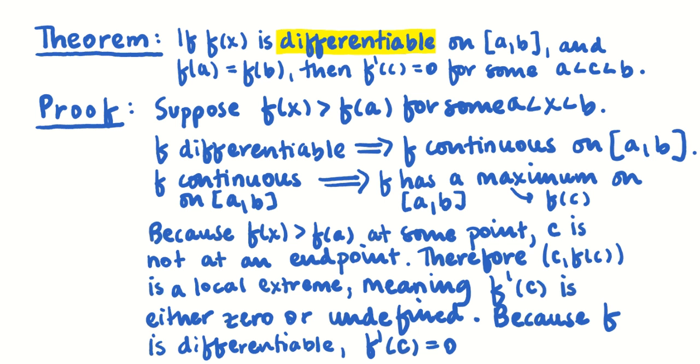So we've shown that f prime equals 0 for some c strictly between a and b, and that's Rolle's theorem.